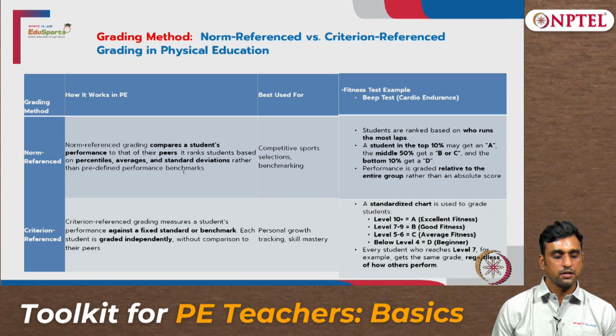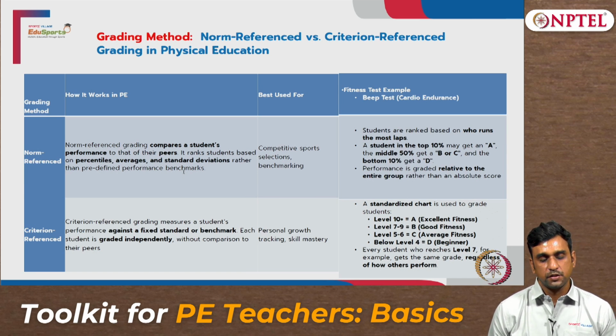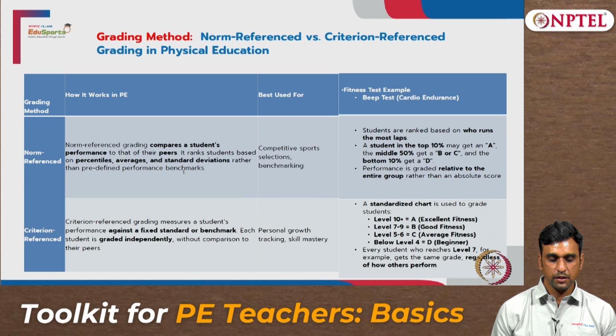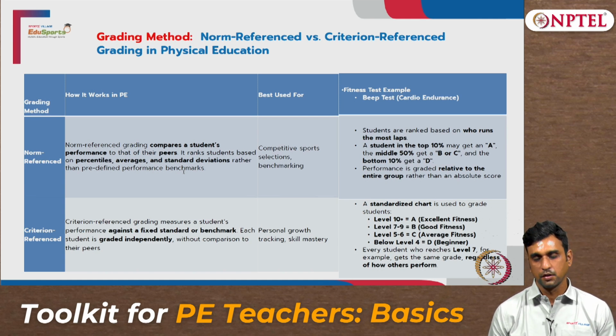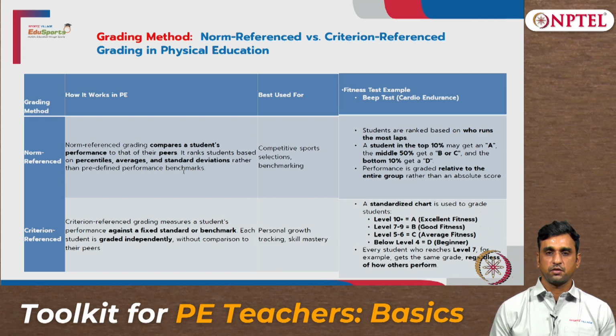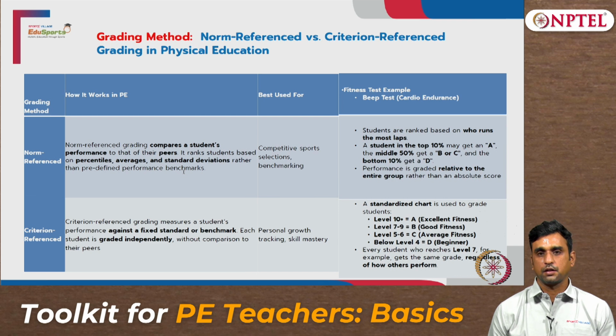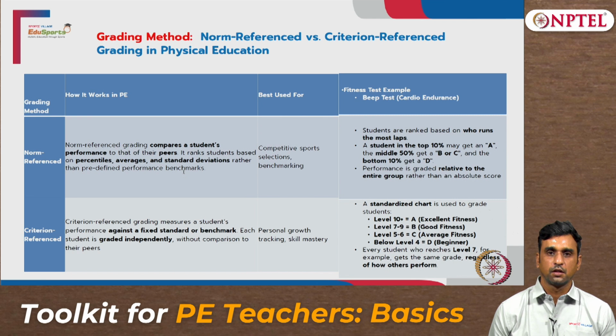The second method is the criterion referenced. So this measures your performance against a fixed standard or benchmark. Each student is graded independently without comparison to other students in the class. It is helpful in your personal growth, tracking, and for skill mastery. Taking the same example of the beep test, if you have got 10 laps, then you are not measured against students with 9 laps or higher laps than you.